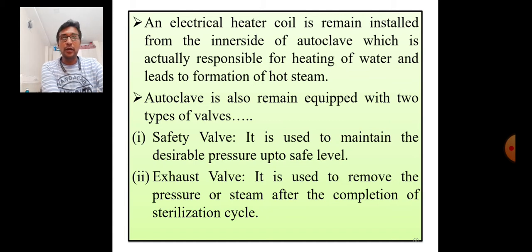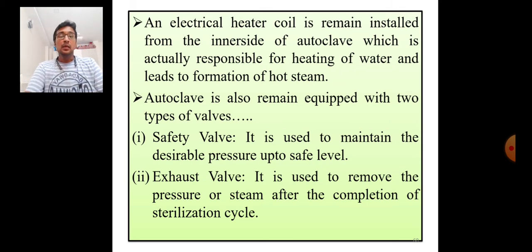Okay, autoclave is also equipped with two types of valves. मी तुम्हाला फिगरमध्ये दाखवलं. ऑटोक्लेव्हच्या सरफेसवर दोन प्रकारचे वॉल्व्ह असतात. ऑटोक्लेव्ह also remains equipped with the two types of valves. The first one is the safety valve and the second one is the exhaust valve. ते दोन प्रकारचे वॉल्व कुठले जे ऑटोक्लेव्हच्या सरफेसवर आहे. The first one is said to be the safety valve and second one is said to be the exhaust valve. Now from the name only you can understand, student. नावावरूनच आपल्याला लक्षात येईल की दोन वॉल्व आहे, एक आहे सेफ्टी वॉल्व आणि दुसरा आहे एक्झॉस्ट वॉल्व.